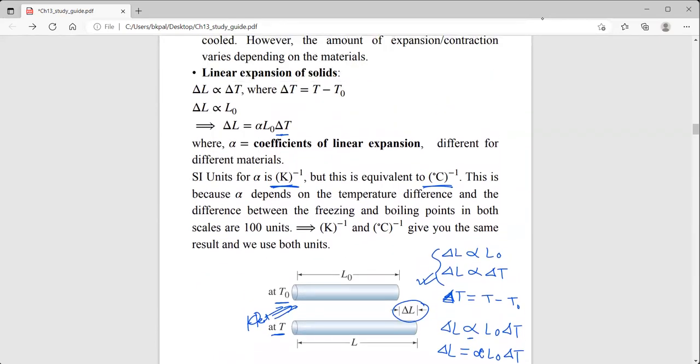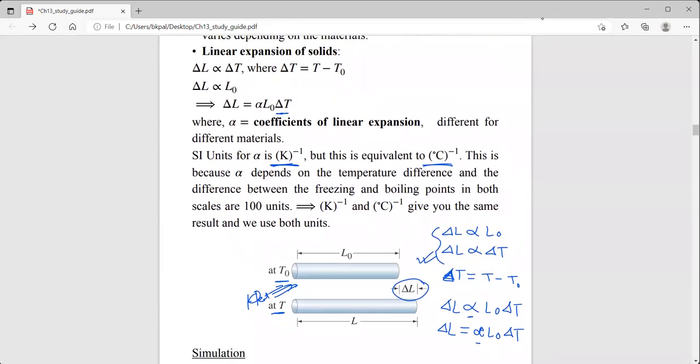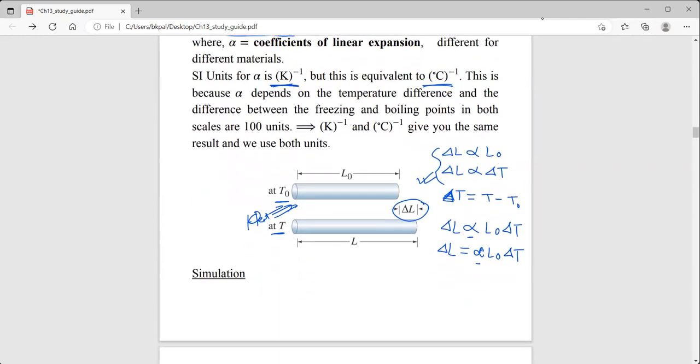So here we have the equation for the linear expansion or the linear contraction. The same equation you can use when the temperature decreases. That time, instead of expansion, we will have contraction. Other than that it is basically the same thing. Higher the length, higher the contraction. Higher the temperature difference, higher the contraction. Okay, all right.